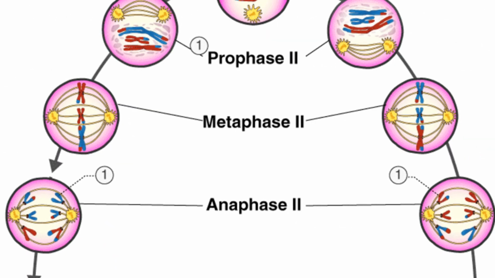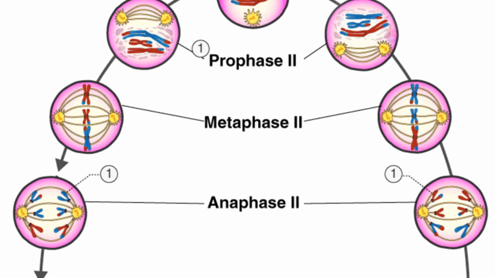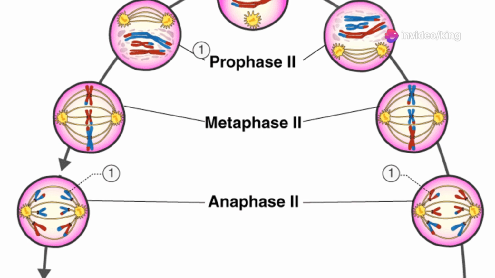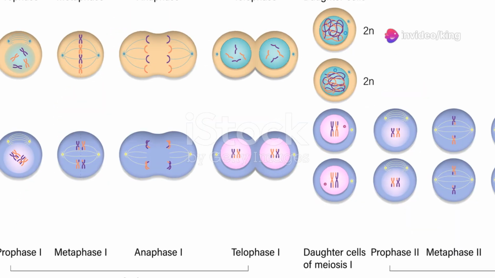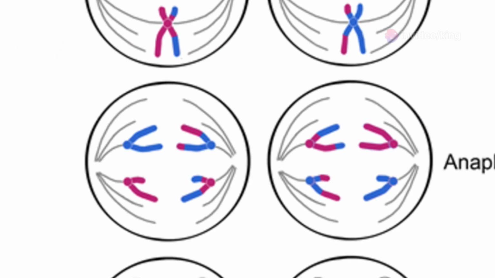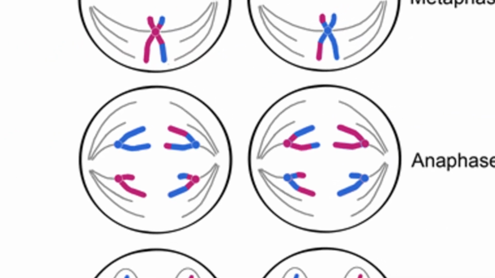The telophase I sees chromosomes arriving at opposite poles with nuclear envelopes possibly reforming around them. After this, cytokinesis may occur, forming two haploid daughter cells. But we're not done yet. Meiosis II kicks off with the prophase II, where chromosomes condense again.